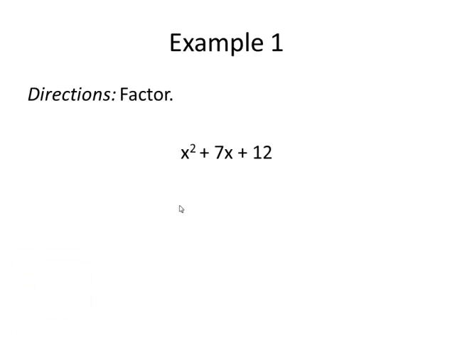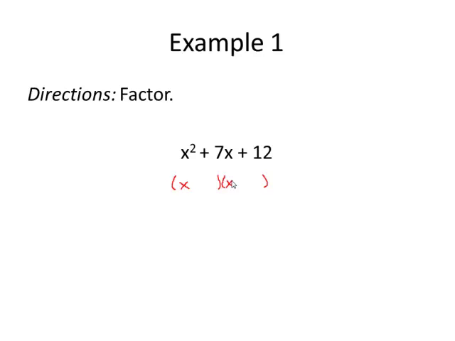Our goal is to find the two factors that when you FOIL them, you get x squared plus 7x plus 12. To do this, we know that our factors must start with x. The reason is because x times x is equal to x squared, and there's no number up front, so we don't have to worry about a coefficient with the x's. So now we look at 12.